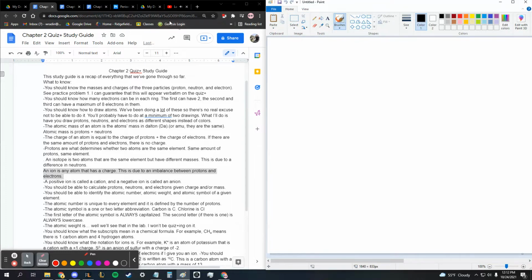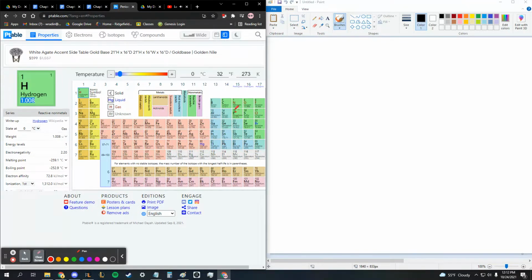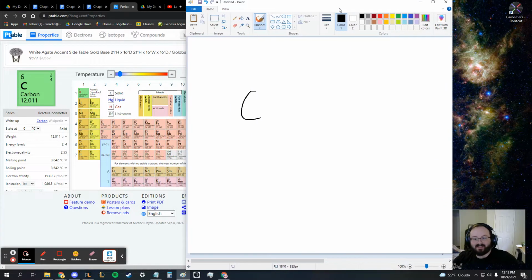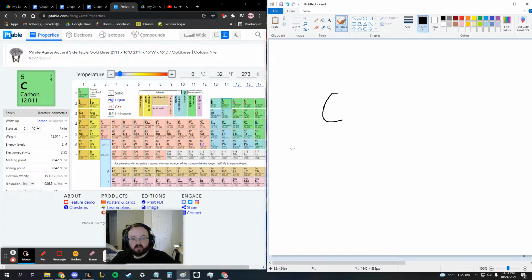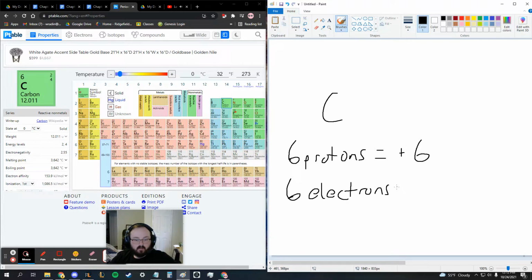So I'll do an example here about this. For example, if we go to our periodic table and we go to carbon here. If carbon is 0, my webcam is gone. There I am. Let me pull this over here. If carbon has a 0 charge, it has 6 protons, which gives us a plus 6 charge, and 6 electrons, which gives us a minus 6 charge. Plus 6, you add these two together, you get a 0.